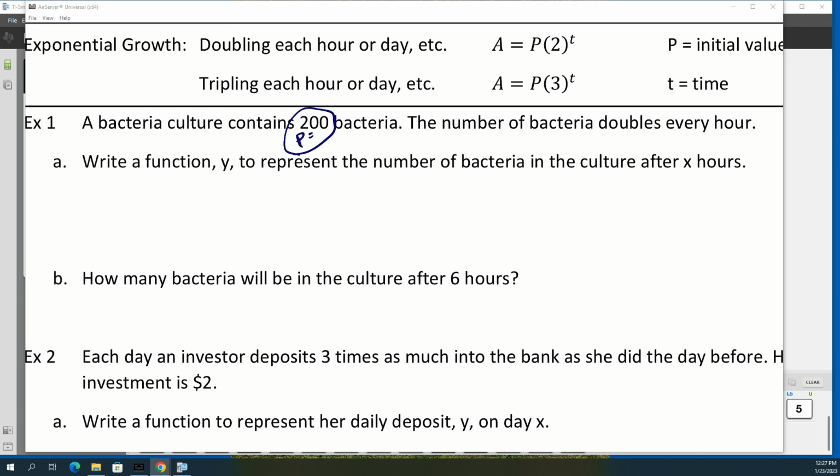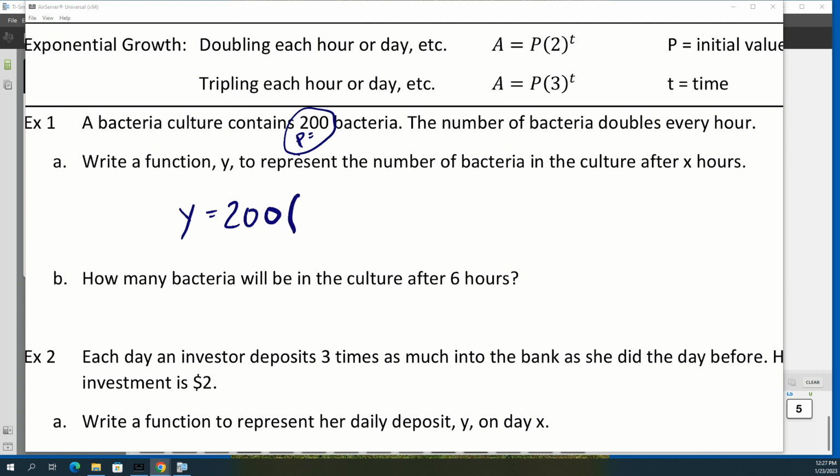Now that's not a super big deal, but since it's telling us to call this function y, I am going to go ahead and do that. So instead of a equals, I'm going to write y equals. So we want to write a function called y to represent the number of bacteria in the culture after x hours. And so on all of these formulas, the very first thing that you put after the equal sign is the initial amount. So in this case, it's the initial amount of bacteria.